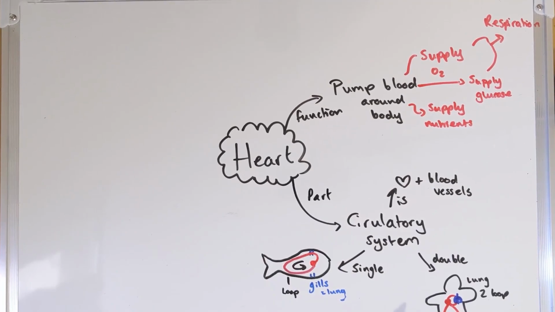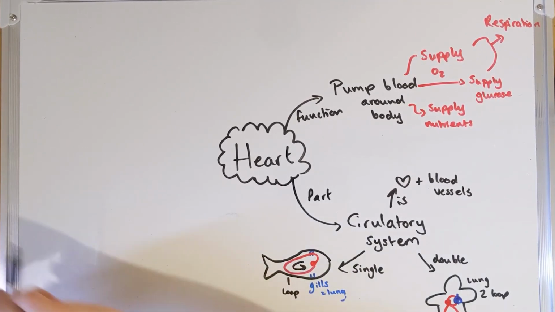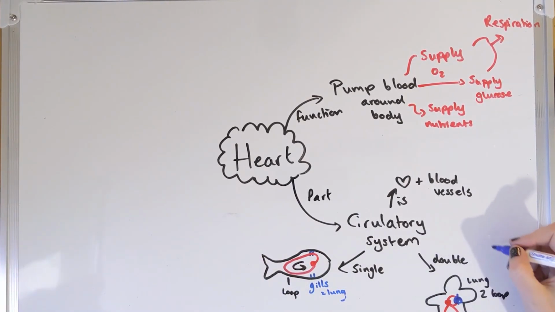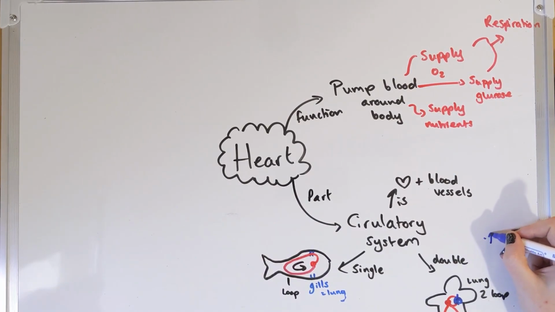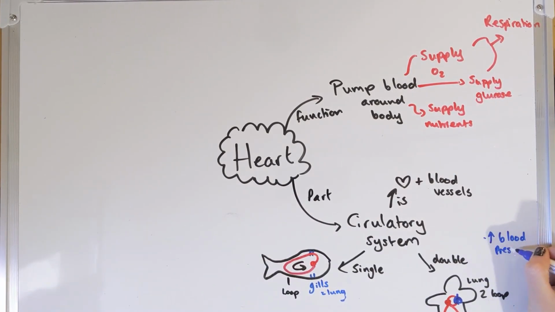Because if you have a diet that's high in fat and things like that over a long period of time, you can start to have deposits of stuff called plaque build up inside your arteries. But we'll talk about those again in another lesson. The benefit of having a double circulatory system for us as humans is two main things. You have an increase in blood pressure. It also makes it more efficient at delivering oxygen to your cells.